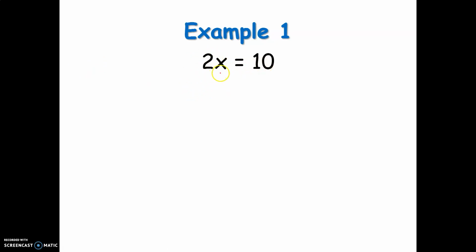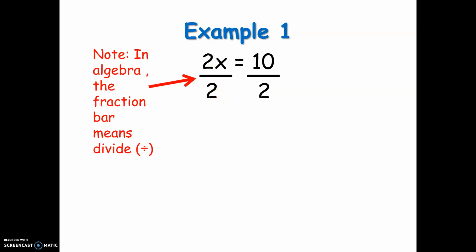We would like to get the x by itself, so we must remove the times 2. The opposite of multiplying by 2 is dividing by 2, and division in algebra is shown using a fraction bar. So we will divide both sides of this equation by 2. On the left-hand side, we have 2 divided by 2, which becomes 1. And on the right-hand side, we have 10 divided by 2, which is 5. So we get 1x is equal to 5, or x is equal to 5.